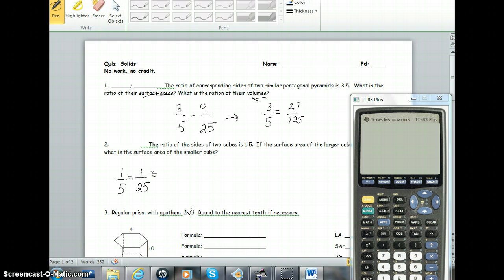Now the problem asks for the surface area of the smaller cube, given the larger cube's. The larger number is 25, so 205 should be located on the bottom and the variable x on the top. From here we can simplify: 25x equals 205. So we find that x is going to equal 8.2.